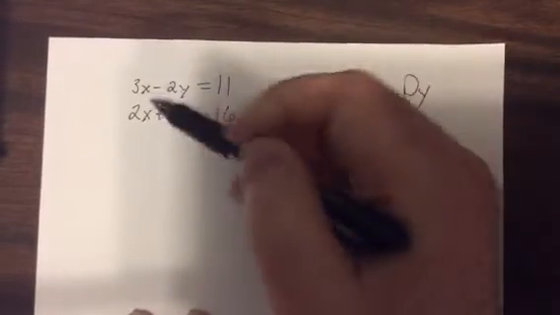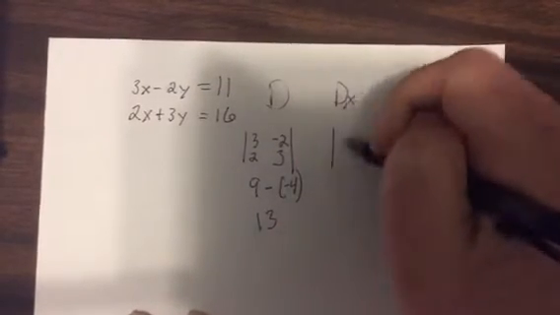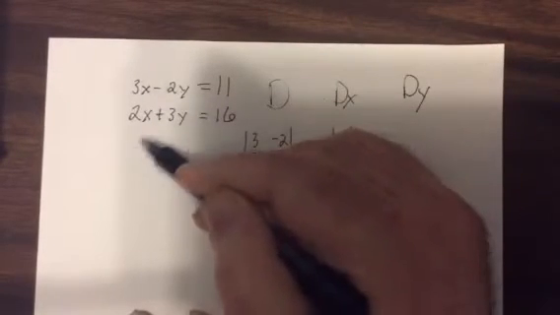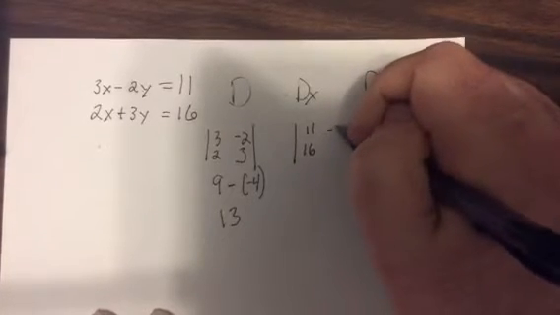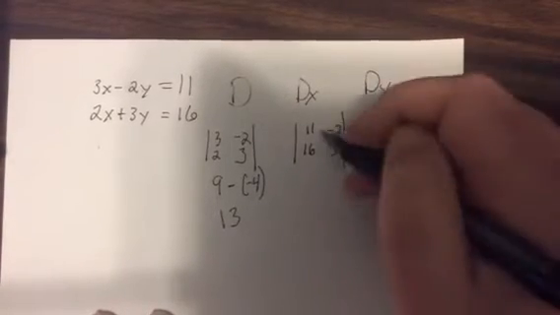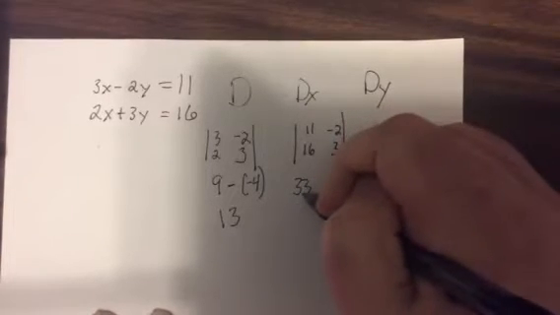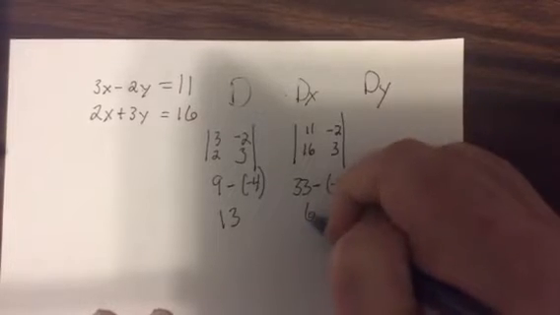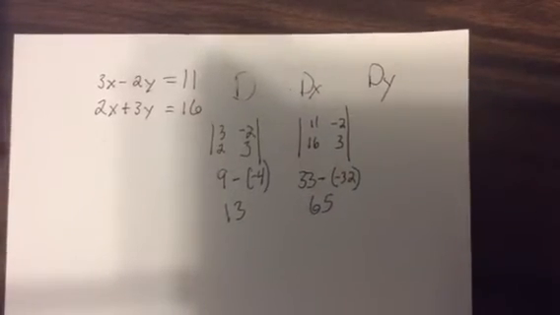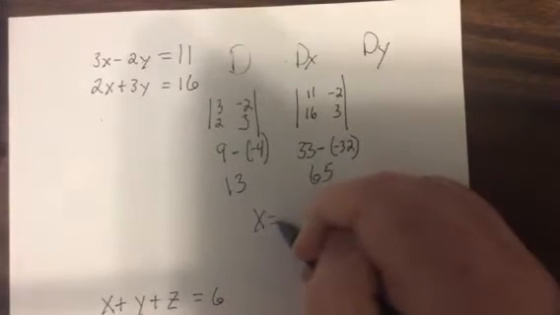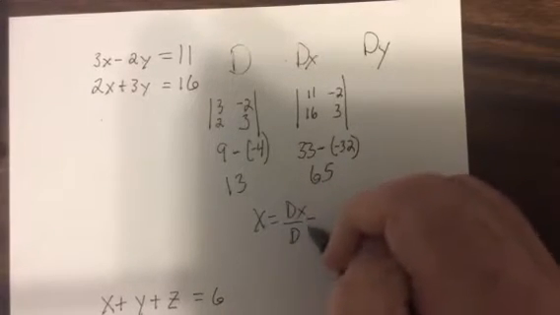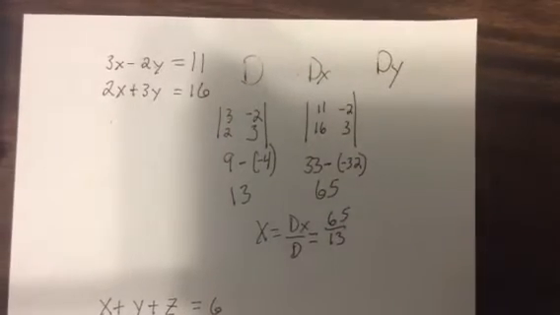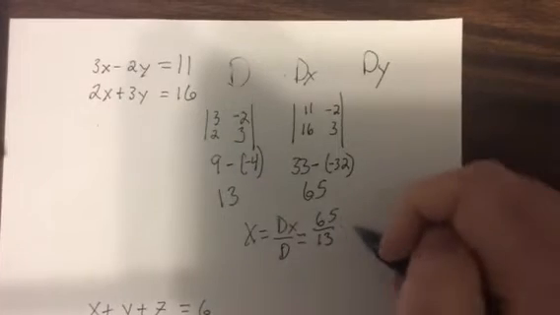Then Dx, as you switch the constants, 11, 16 for x, but you still leave the y. So negative 2, 3. So it'd be 33 minus a negative 32. So that's 65. Now, x is Dx divided by D. So that is 65 divided by 13, which I do believe is 5.